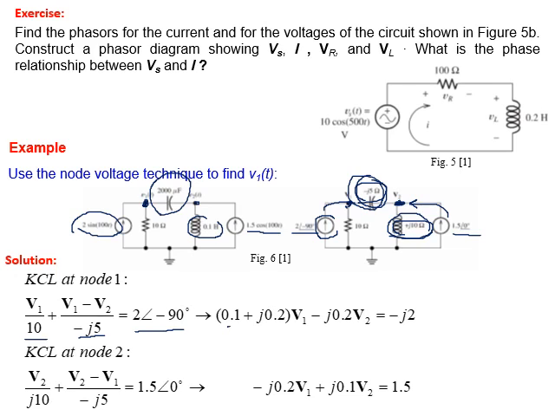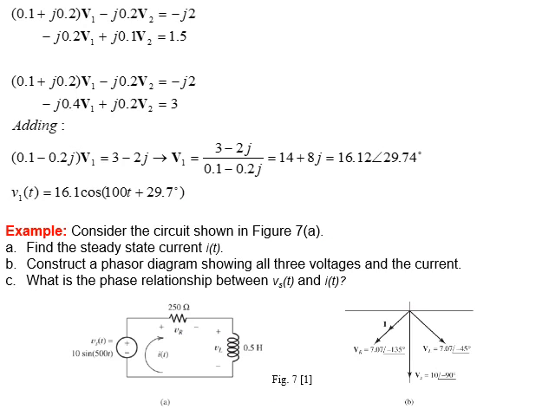Now we simplify this one and this one. You see two equations with two unknowns, V1 and V2. We solve them, either by elimination, substitution, or Cramer's rule, whatever you would like, please go ahead. Here as an example, I try to do elimination. You see, these are the set of equations.